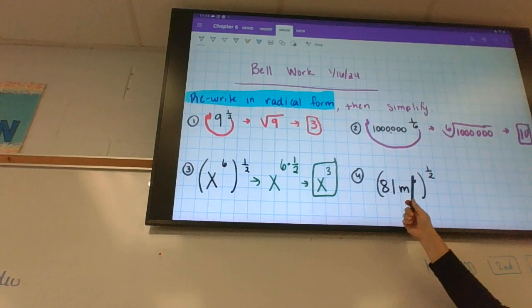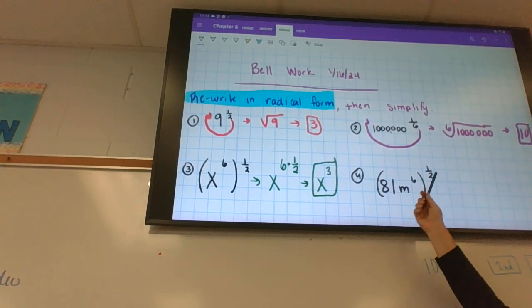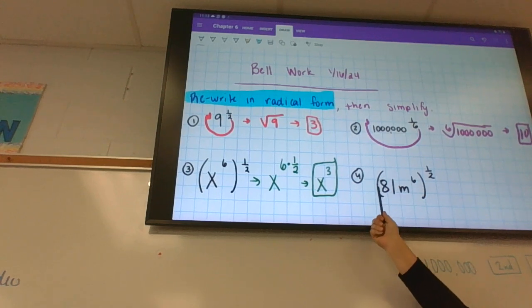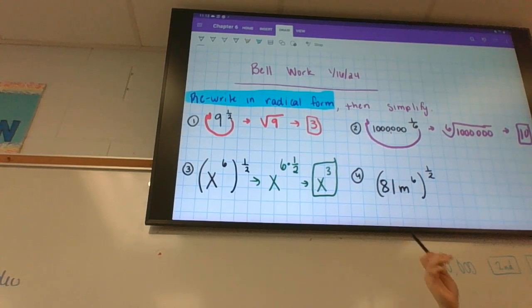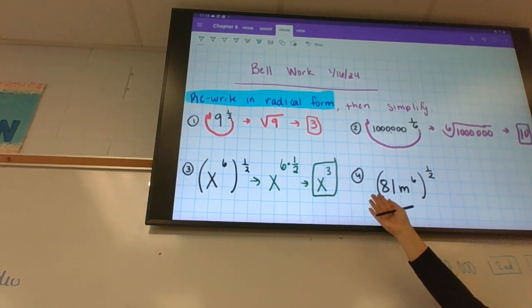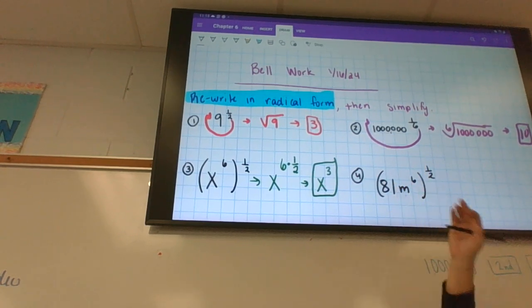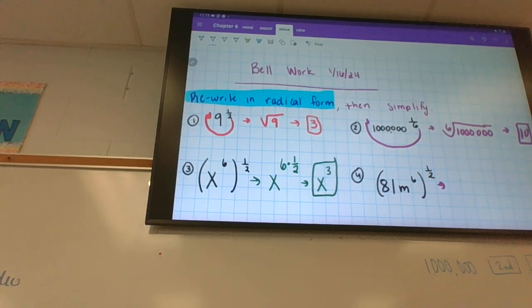Okay, this is very similar. We have a 6 and a 1/2. The only difference here is the 81. There's a coefficient of 81. Since there are parentheses, the 81 gets the 1/2, and so does the base of m. So when I rewrite this, it's going to be 81 to the 1/2, m to the 6 times 1/2.